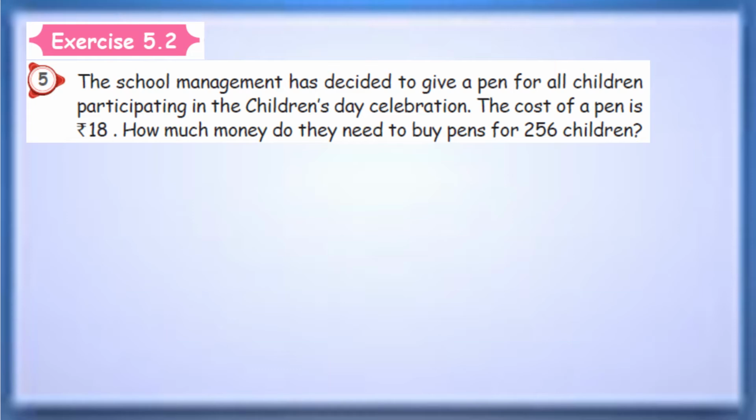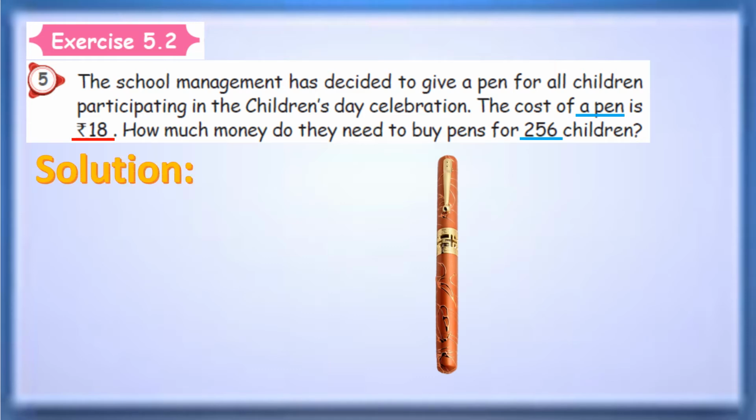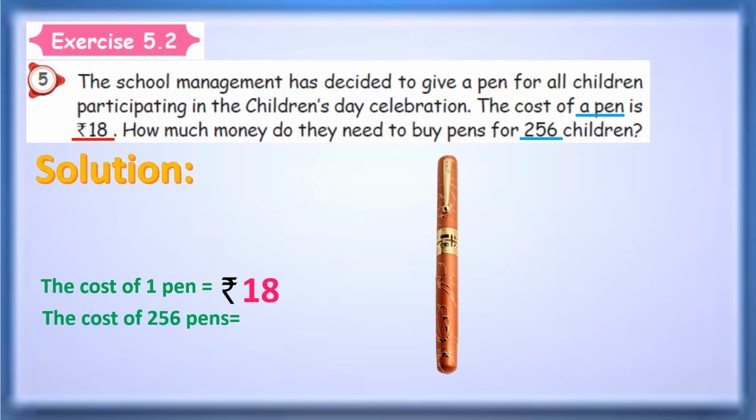Okay. The cost of a pen, a pen means one pen. So a pen is rupees 18. So they have given the value of one pen. But in the school management, they have to buy pens for 256 children. So here also we need to do the multiplication only, right? So as usual, the cost of one pen is equal to rupees 18. Then the cost of 256 pens is equal to rupees 18 into 256.